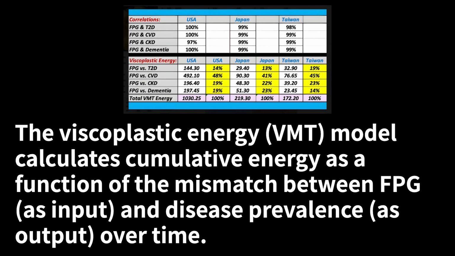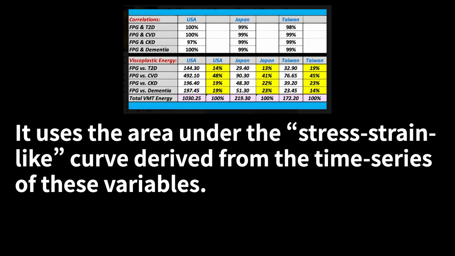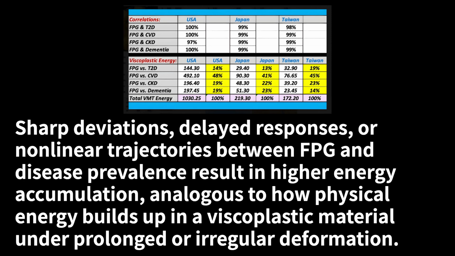The viscoplastic energy, VMT, model calculates cumulative energy as a function of the mismatch between FPG as input and disease prevalence as output over time. It uses the area under the stress-strain-like curve derived from the time series of these variables. Sharp deviations, delayed responses, or nonlinear trajectories between FPG and disease prevalence result in higher energy accumulation, analogous to how physical energy builds up in a viscoplastic material under prolonged or irregular deformation.